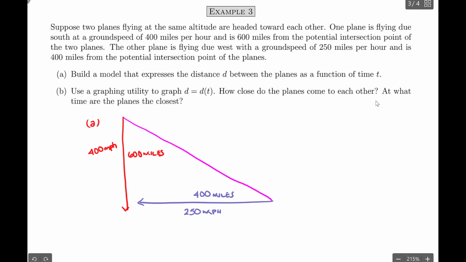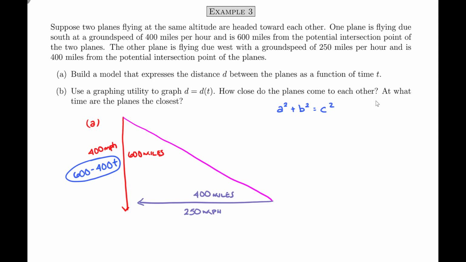So remember the hypotenuse of any triangle, we use the Pythagorean theorem, a squared plus b squared equals c squared, where a and b are the legs of the triangle. So let's consider the vertical component here, the plane that's flying south. The length of that leg of the triangle is 600 miles minus 400 miles per hour. So at any given time, it's 600 minus 400t. That's the length of that leg of the triangle at any point in time.